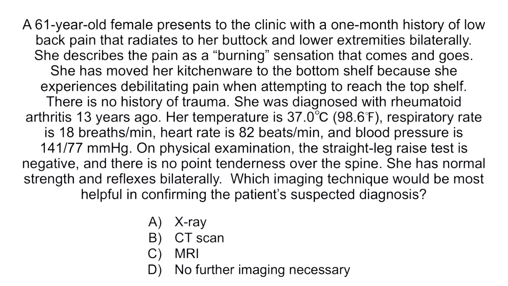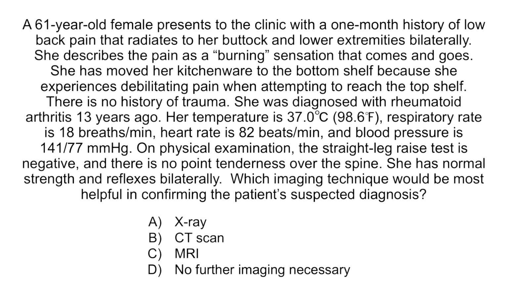Her temperature is 37 degrees Celsius, respiratory rate is 18, heart rate is 82, and blood pressure is 141/77. On physical examination, the straight leg raise test is negative, and there is no point tenderness over the spine. She has normal strength and reflexes bilaterally. Which imaging technique would be most helpful in confirming the patient's suspected diagnosis? A. X-ray, B. CT scan, C. MRI, or D. No further imaging necessary.